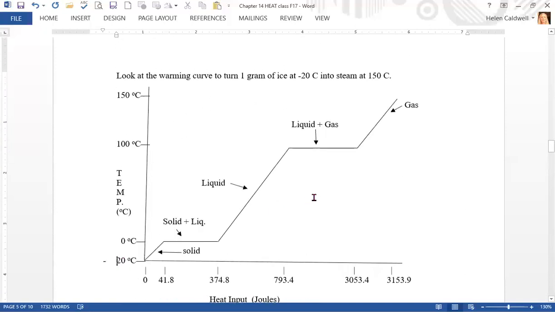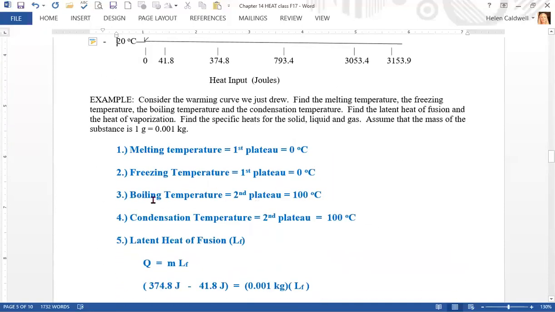The boiling temperature and the condensation temperature are the second plateau, and that's 100 degrees Celsius. So boiling and condensation are both the second plateau. They're both 100 degrees Celsius. So if I drew you a graph for a substance you did not know, a mystery one, just by looking at it, you can tell me what its melting and freezing temperatures are, what its boiling and condensation temperatures are.